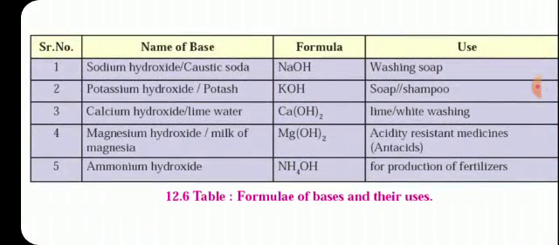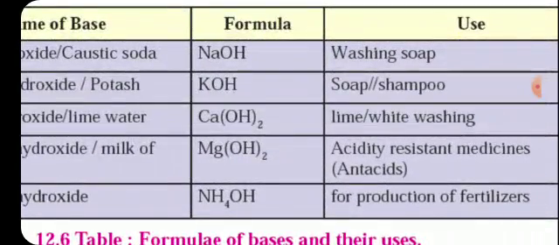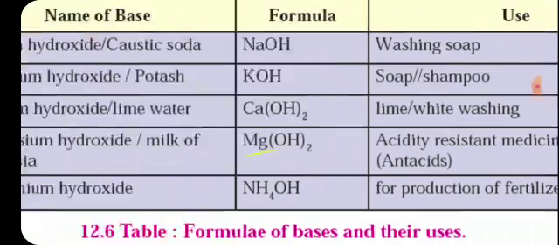This chart shows name of base, its molecular formula and use. Sodium hydroxide or caustic soda has molecular formula NaOH and it is used in washing soap. Potassium hydroxide or potash has molecular formula KOH. It is used in soap or shampoo.